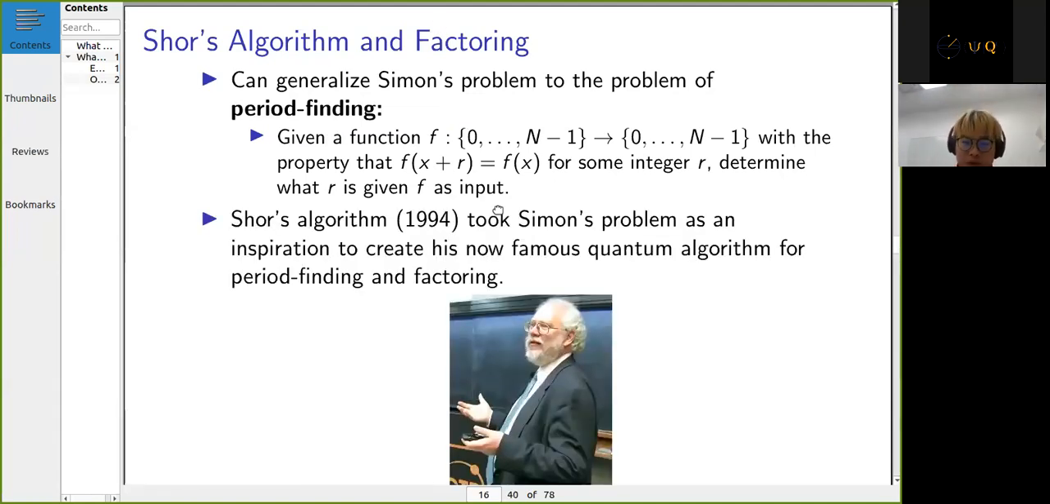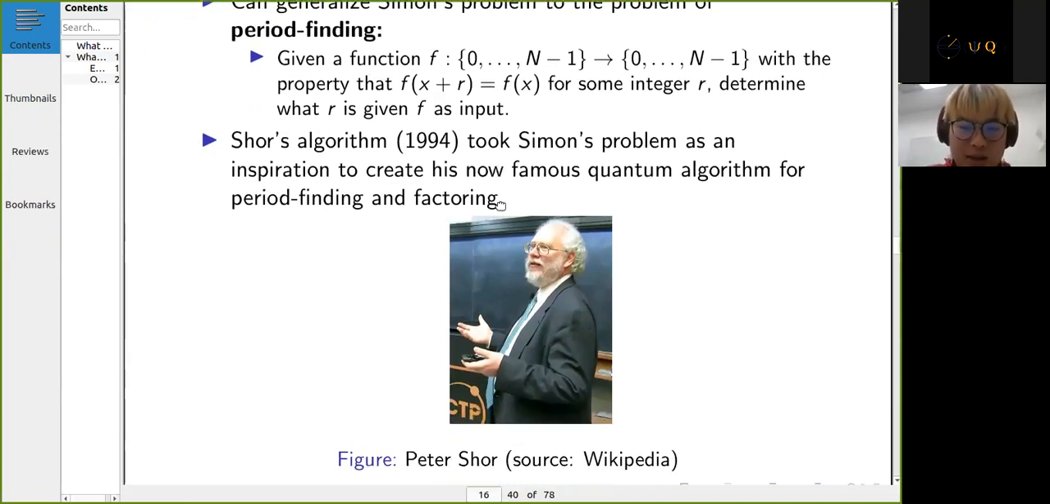So what Peter Shor did is that he looked at this proof of Simon's problem, and realized that you can actually generalize Simon's algorithm to this period finding problem. And he also realized that once you know how to do period finding, you can then factor integers. So I'll go through some of the details of this reduction now.